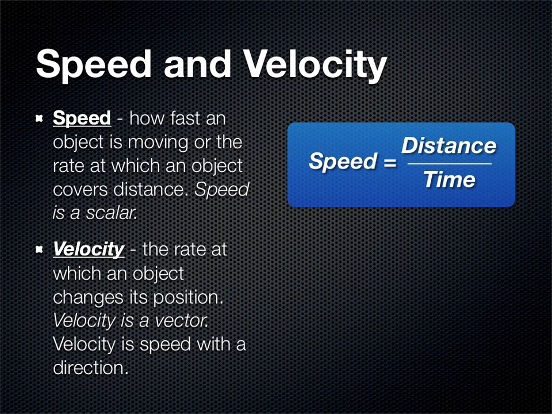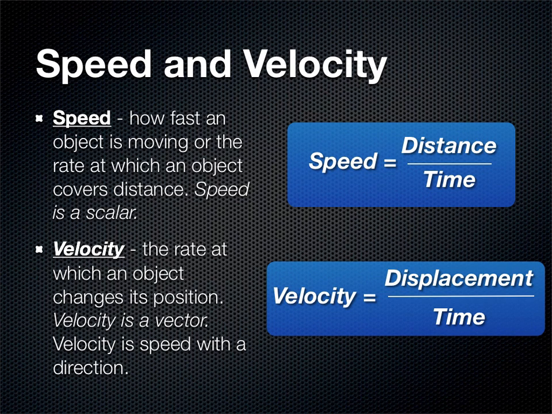Now velocity is a vector. Velocity is the rate at which an object changes its position. Velocity is speed, but with a direction. So 35 miles an hour north is a velocity. That's a vector. 35 miles an hour is a speed. That's a scalar.